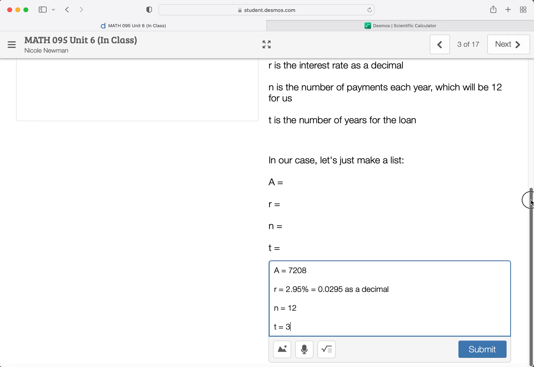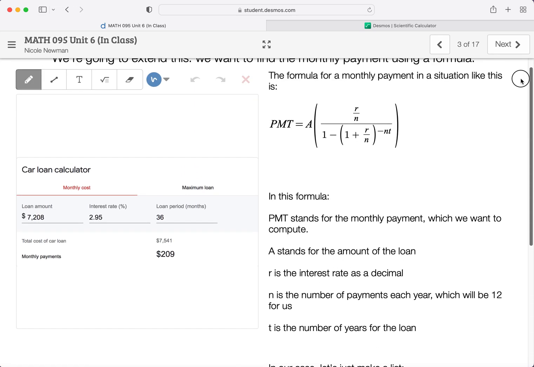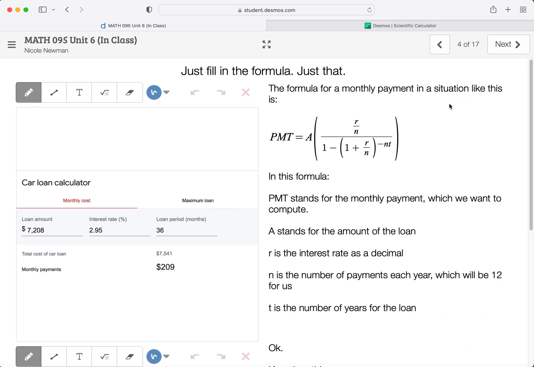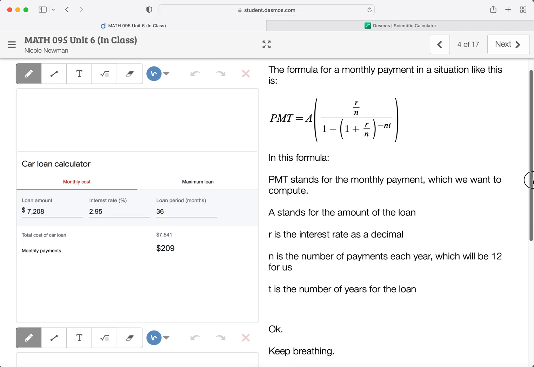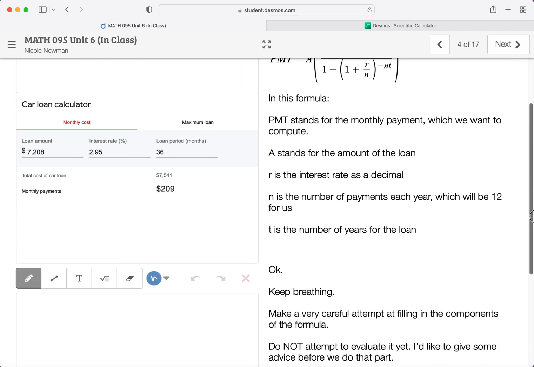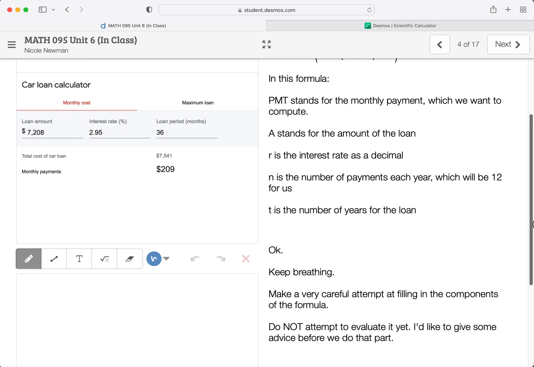I think the next thing we're going to try to do is fill in the formula. So we're going to grab all of these pieces, grab this formula, and head over to the next screen. So there's the formula again. Here's what all of this stuff means again. And I tell you, okay, everybody keep breathing. Make a very careful attempt at filling in the components, and don't worry about evaluating it yet. Just put all of the component parts in and see how it should look.